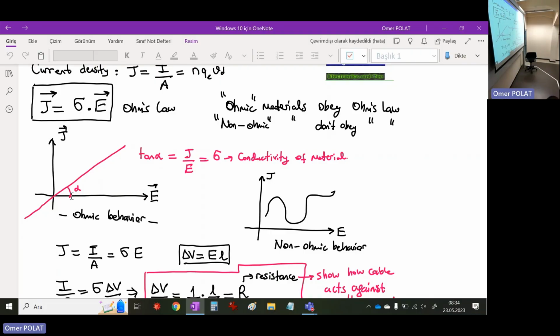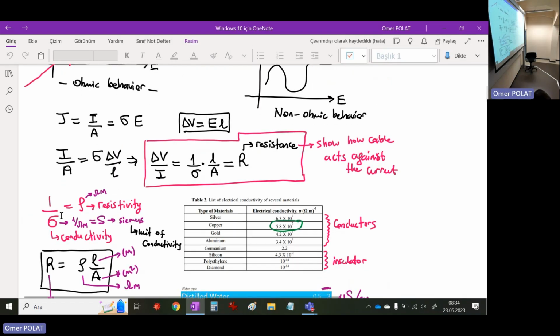We call it this way: if the substance has a constant conductivity, this is ohmic behavior and an ohmic material. But if the conductivity depends on the electric field and changes with the electric field, this is non-ohmic behavior. Then we also define the resistance, and with resistance we measure how the material acts against the current.